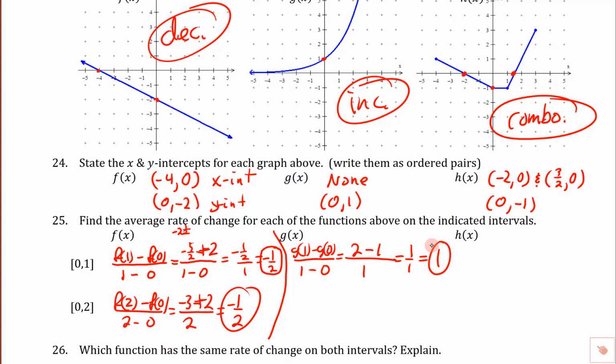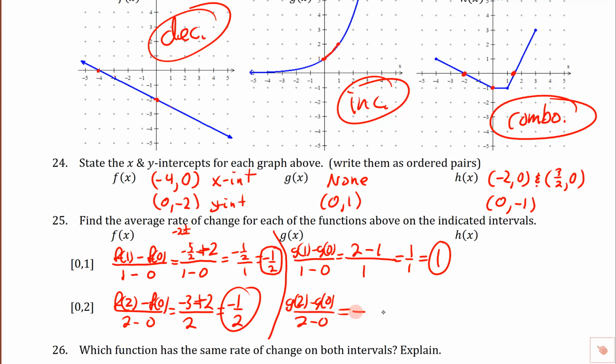Now, this is the same as the slope of the secant, so if I were to draw a line between the two of those, that sure looks like it has a slope of 1. And then let's do this guy right here. This would be g of 2 minus g of 0 over 2 minus 0.